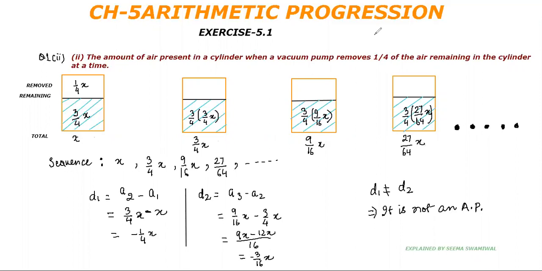Now, first of all, we will take the first question, second part. In this case, first you will have to write down all the terms of the sequence as per the instruction of the question, and then you have to check whether it is an AP or not. The statement of the question is: the amount of air present in a cylinder when a vacuum pump removes 1/4 of the air remaining in the cylinder at a time.